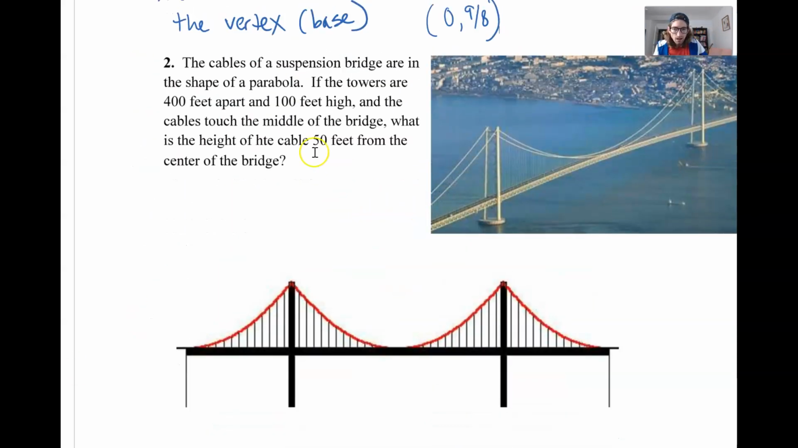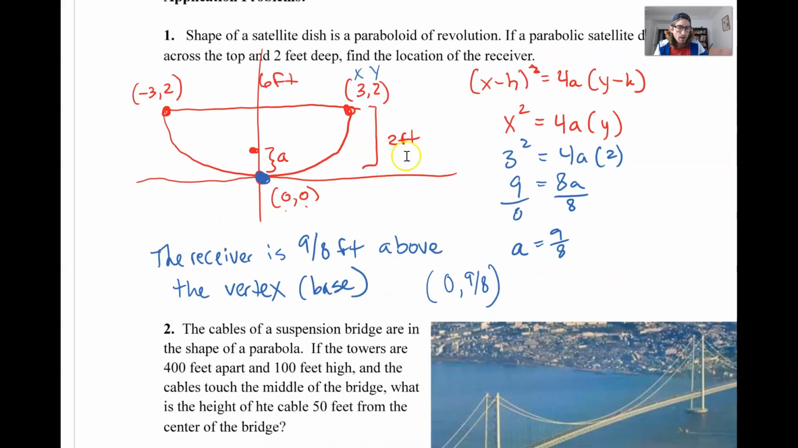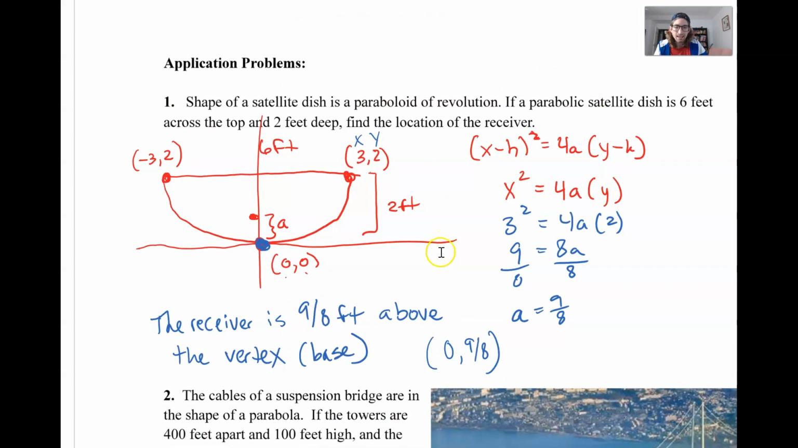So for this next problem, if you look in the middle of the bridge and you make the middle of the bridge 0, 0, read that problem and see if you can figure out how to get this one started. I'm going to pause and write some things down and then talk through the rest, but I think it'd be a really good idea if you tried to get this one started thinking about this application problem for the satellite dish above.